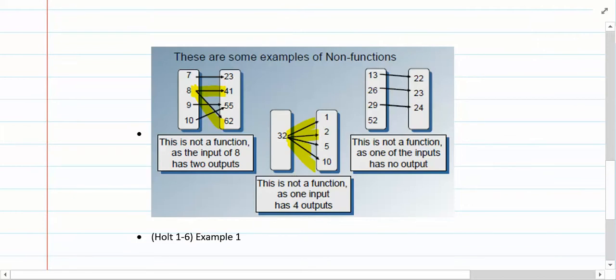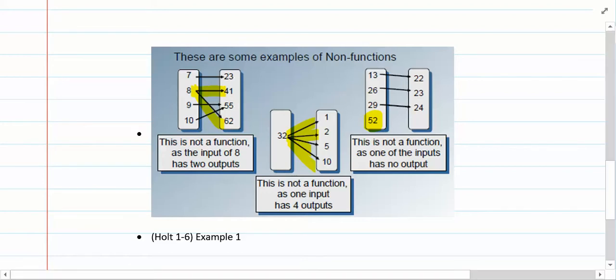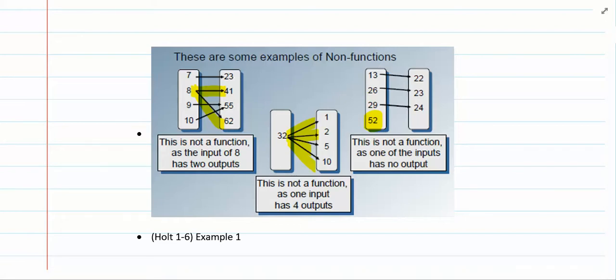This last example is not considered a function because one of its input values does not have an output. That means it does not have exactly one output because there is no output associated with that number 52. Therefore, this is not a function.